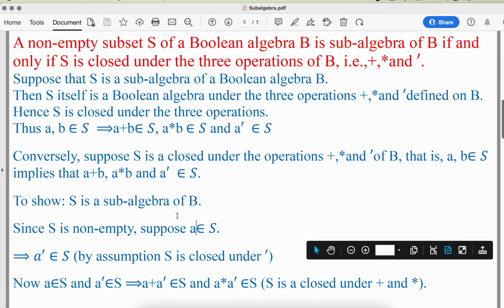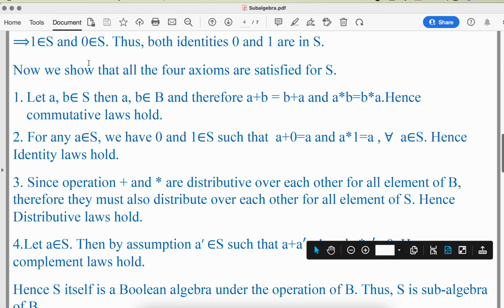Now A belongs to S and A dash also belongs to S, and S is closed under addition. It means A plus A dash belongs to S. Also A belongs to S, A dash belongs to S and S is closed with respect to multiplication. Therefore A into A dash belongs to S. But A plus A dash is nothing but 1 and A into A dash is nothing but 0. It means 1 belongs to S and 0 belongs to S. Means both identities 0 and 1 are in S.